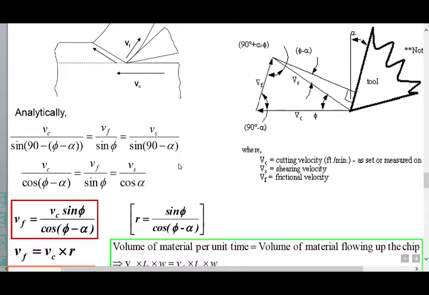From the previous slide you know two formulas. The chip thickness ratio r is equal to t1 divided by t2, and the next one is the shear angle formula: tan phi is equal to r cos gamma divided by 1 minus r sin gamma. Then you apply that. Vf is equal to Vc into r. The volume of material per unit time is equal to the volume of material flow of the chip.